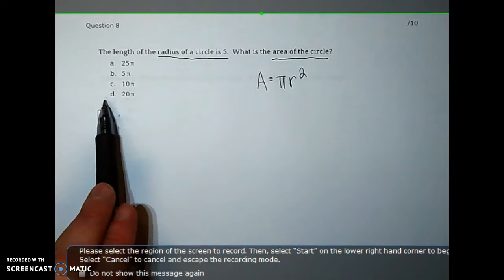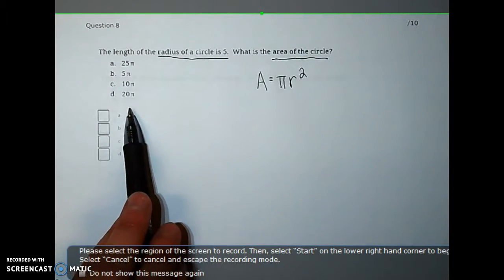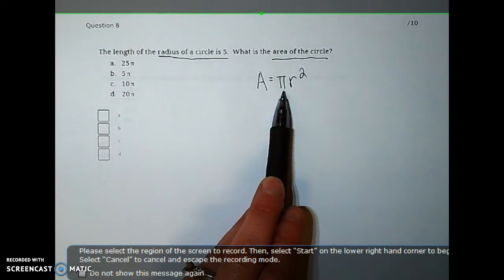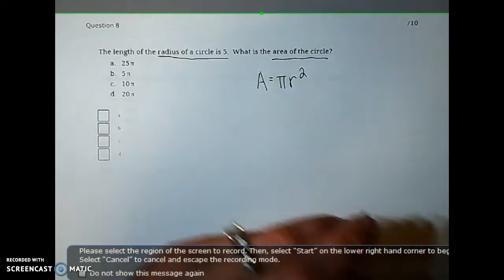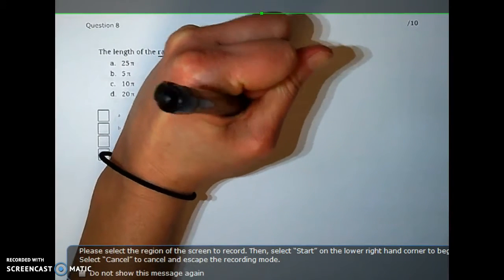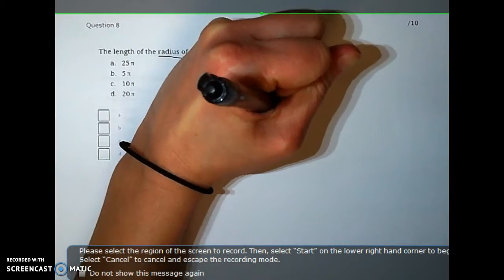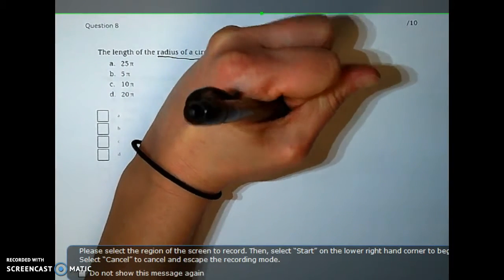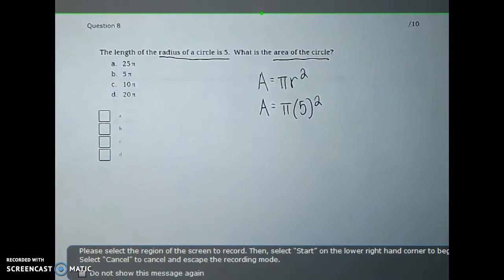Now something else to notice is that all these examples they give us are in terms of pi, which means I am not going to put 3.14 in for pi. I'm just going to keep pi in the equation like a variable. So I write area equals pi, and then r we're replacing with 5. So we take area equals pi times 5 squared.